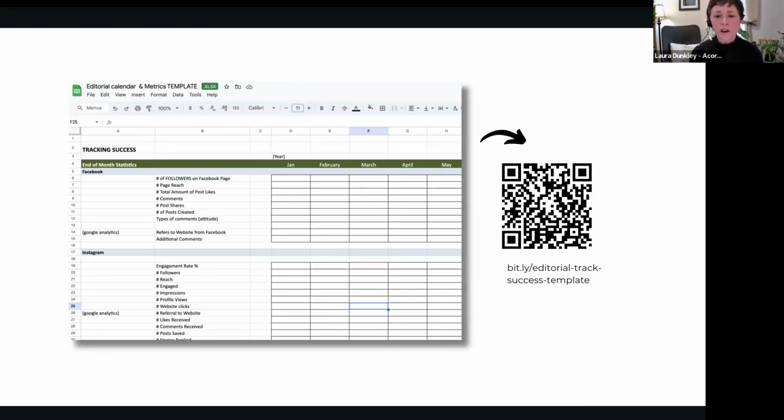QR code is there. I'll also have a link at the end. And I have been using something simple like this for years. There are so many other ways to do it too, but it's a free download. And all it does is allow you, on the left-hand side, to put whatever tactic, whatever channel you're working on, find those key metrics, and then for each month, just track them.